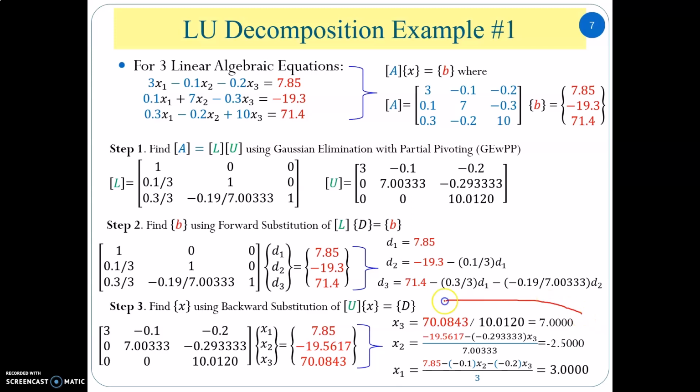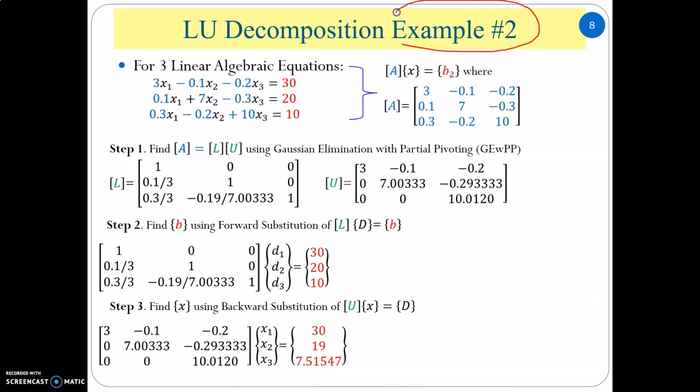You can check the accuracy of this answer by substituting the x1, x2, x3 inside this formula and checking the left hand side. If you multiply between these two, it should be equal to your right hand side. So if the answer is close to the right hand side, then we say the answer is accurate.